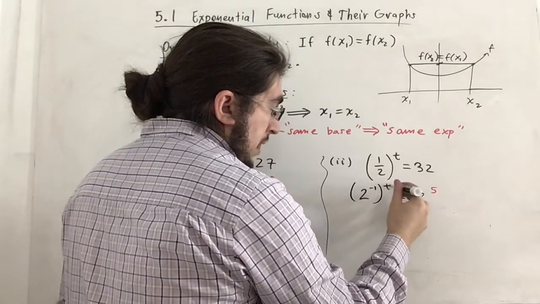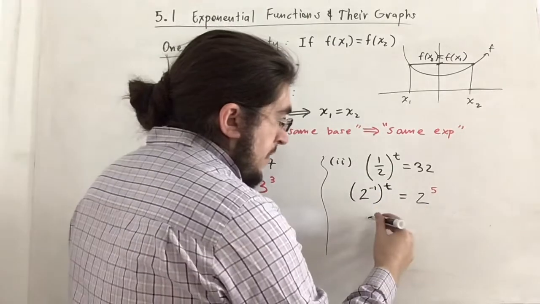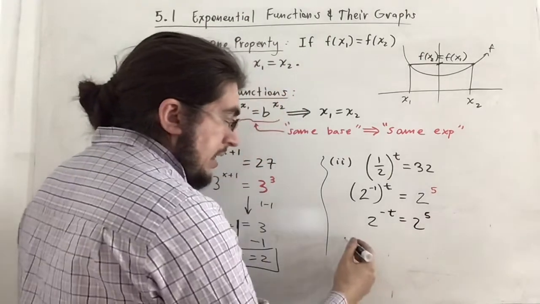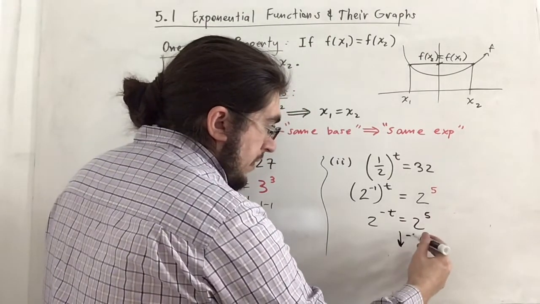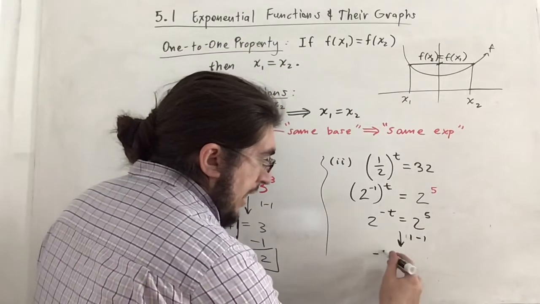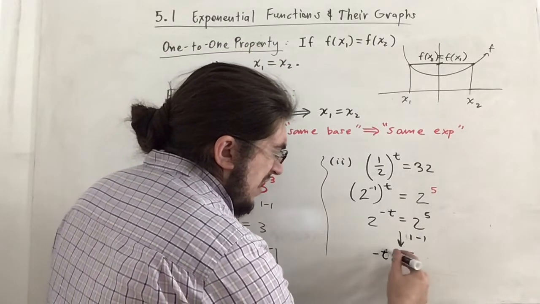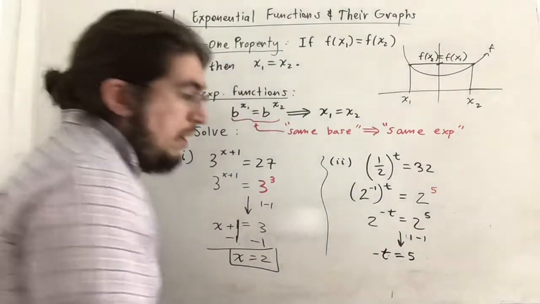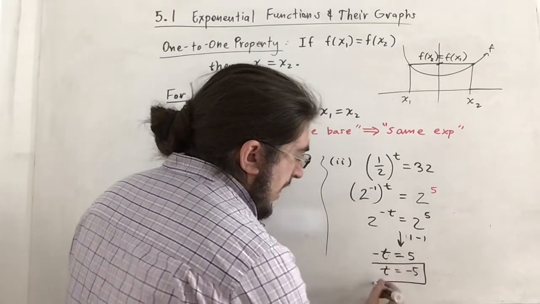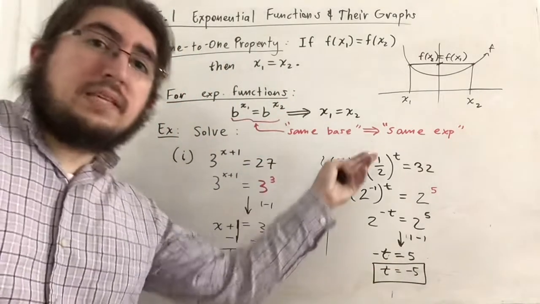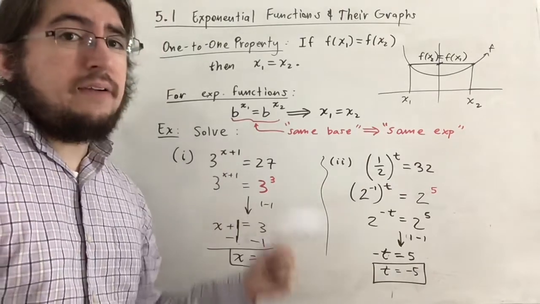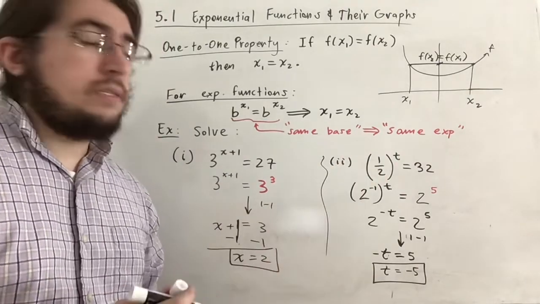And here, if you multiply the exponents, that's an exponent property, you get 2 to the -1 is equal to 2 to the 5th. And now we can say by the 1-to-1 property that we just saw, so 1-to-1 implies that -t is equal to 5. So naturally, dividing by -1 will give us that t is equal to -5. And plugging that in, 1/2 to the -5 is the reciprocal of 1/2, which is 2, to the positive 5. 2 to the 5 is 32, so it works.